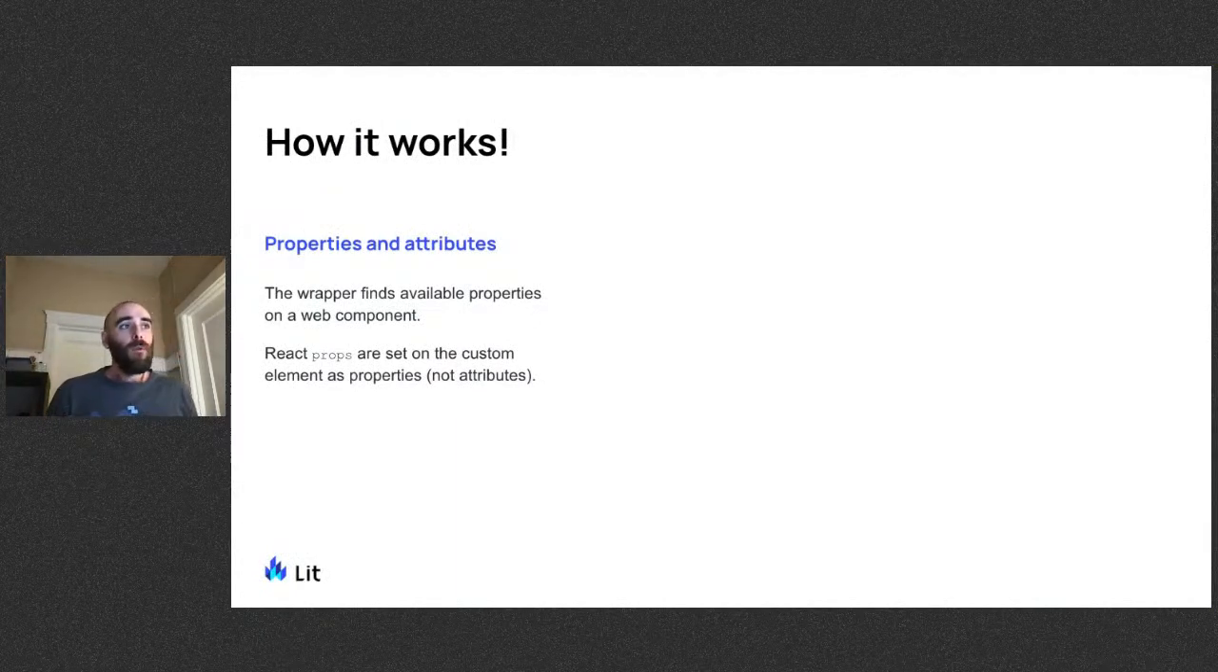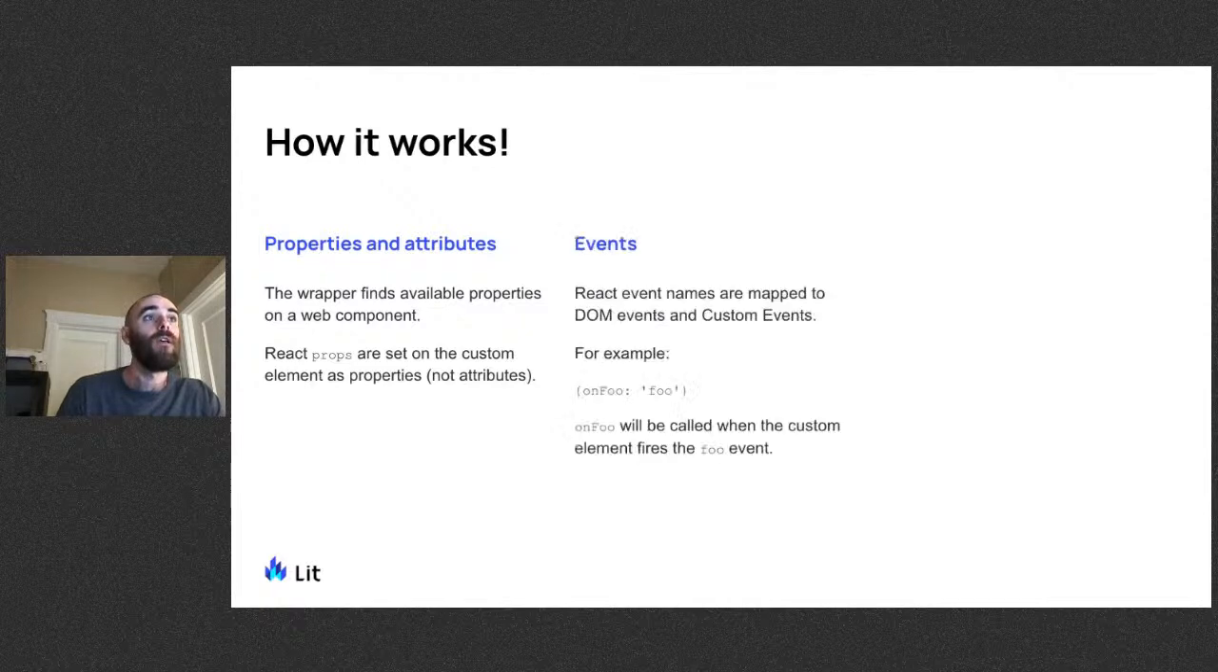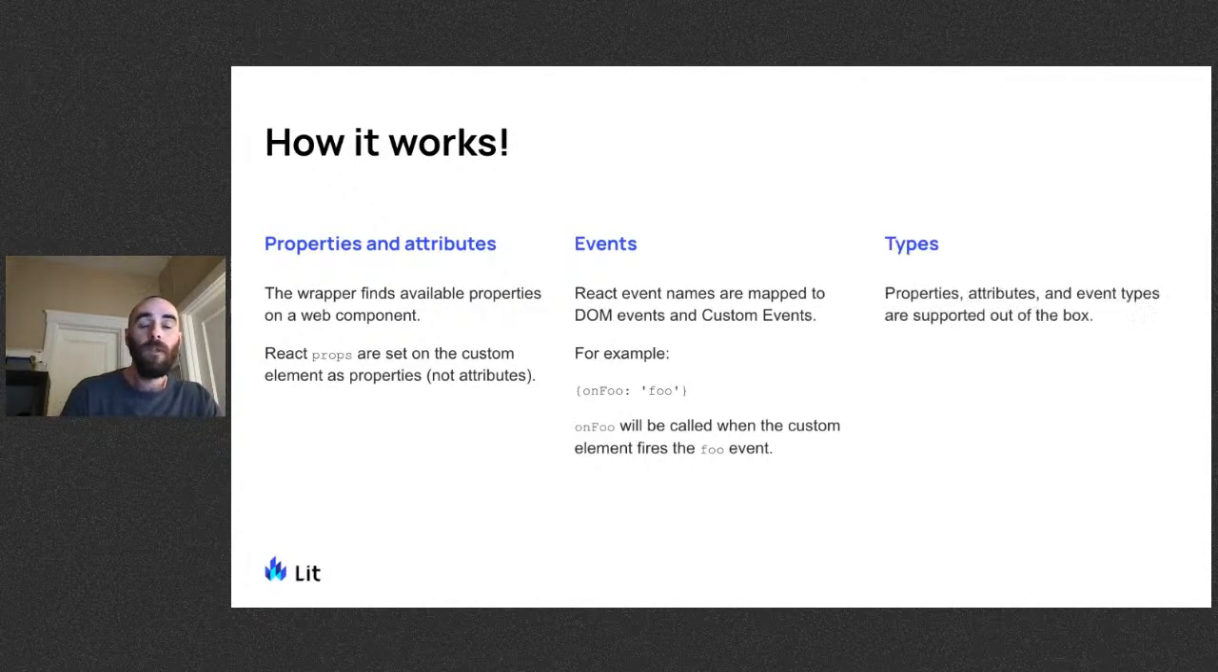Like I said previously, the wrapper interrogates a web component to find out what properties are attached to it. And then when React props are set on that web component, they are set on the element as properties, not attributes. This solves a lot of challenges when it comes to using web components in React. The second big feature is that we provide the ability to map React property event names to custom element event listeners. So in this example, we have an onFoo listener that will be called every time the foo event is dispatched from a web component. And then, of course, we like to make sure that our properties, attributes, and events are well typed.